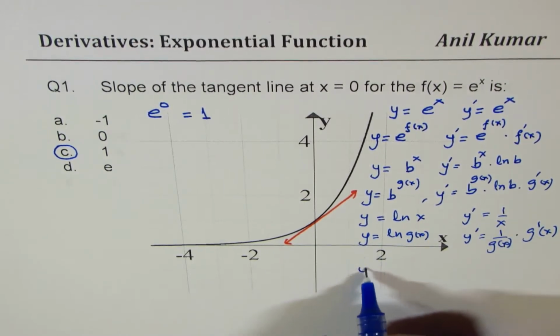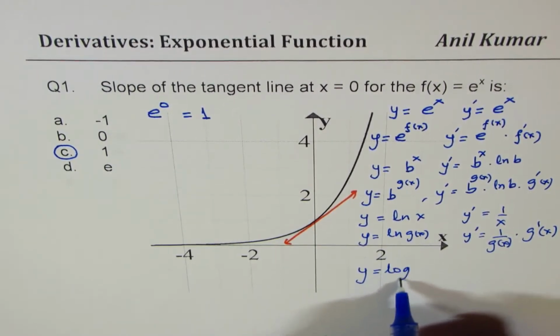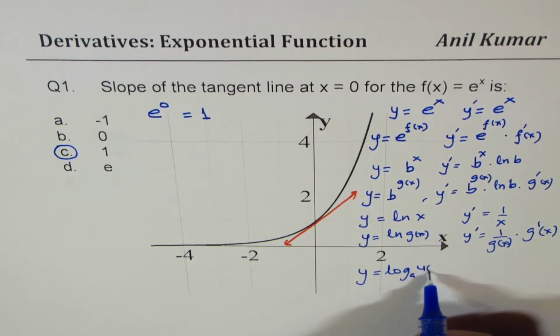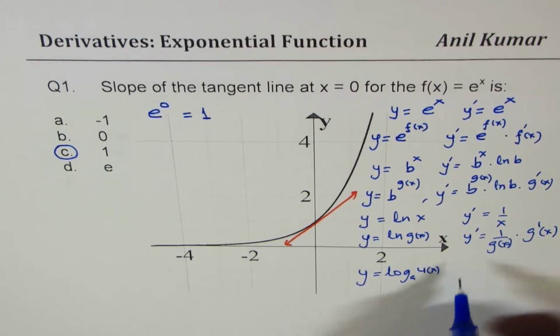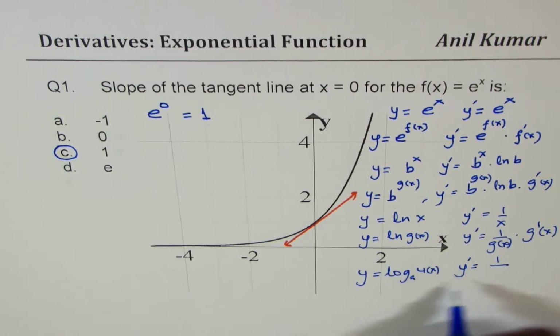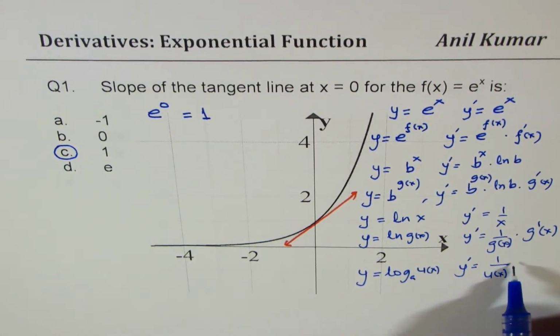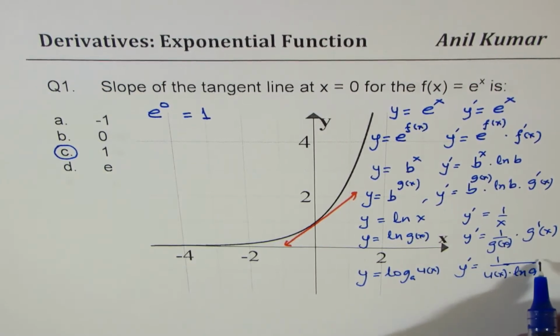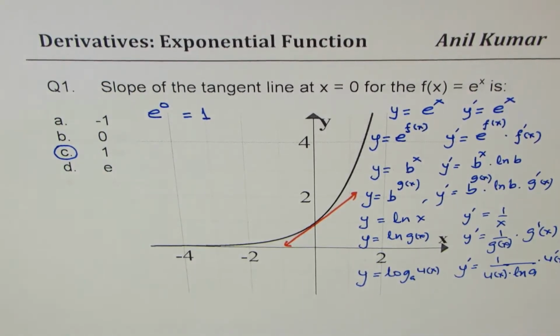Now, I will have questions related to log also. So the formulas which you may need are right here. While u is a function of x, let me write u as a function of x. In that case, this derivative is going to be 1 over the whole thing, which is u of x, times ln a, the base, and times the derivative of the function, correct? So these are different formulas which will be used in solving these 10 multiple choice questions, correct? So let's move on now.